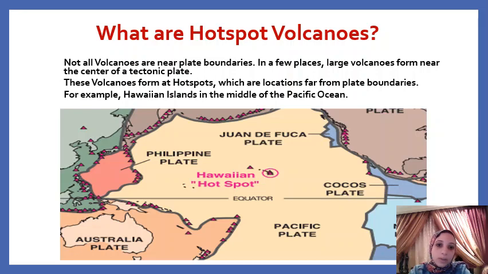What are hotspot volcanoes? Do all volcanoes occur at plate boundaries? Actually, no. Many volcanoes occur at hotspots. The very famous Hawaiian volcano occurs at a hotspot. It's not at a plate boundary, it's in the middle of the plate. So it is very important to remember that not all volcanoes occur at plate boundaries. They can occur in the middle of the plate. How might that happen? It's also because of the earth's crust or tectonic plate movement.